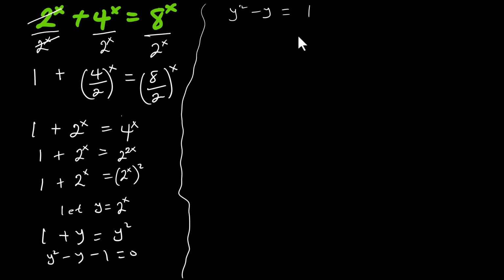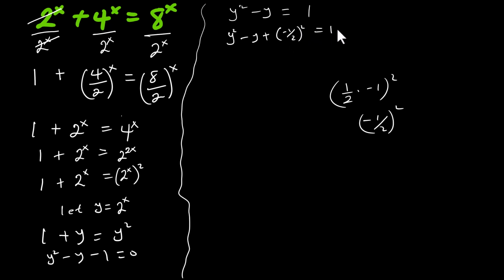Let's take half of the coefficient of y, so we have (minus 1 over 2) all squared. Then add the result to both sides of the equation. So we have y squared minus y plus (minus half) all squared equals 1 plus (minus half) all squared.